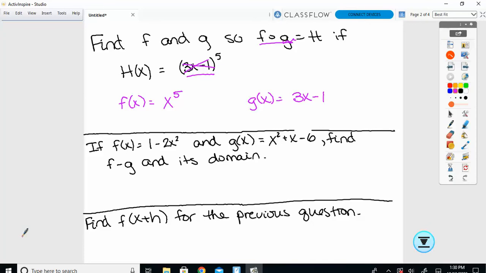When we were talking in section 2.8, we did compositions, but we also just did function operations like adding, subtracting, multiplying, dividing functions. So I did put one up here just to practice that. If f of x is 1 minus 2x squared, and g of x is x squared plus x minus 6, I want f minus g. So what do I do?